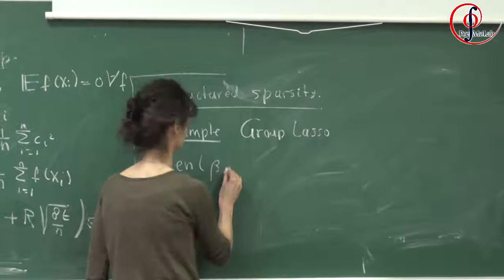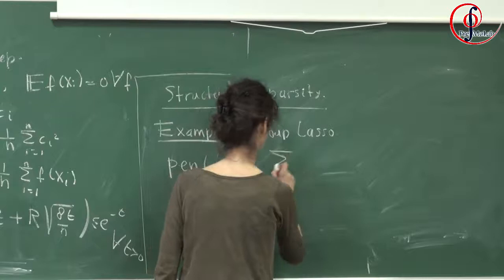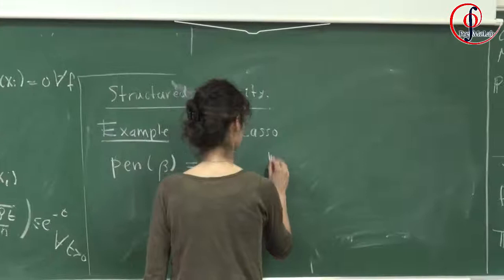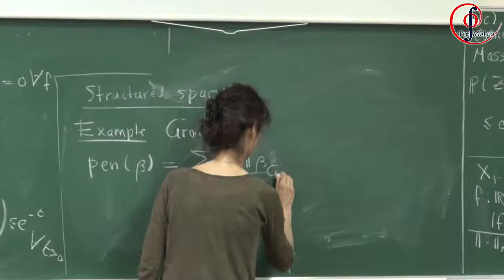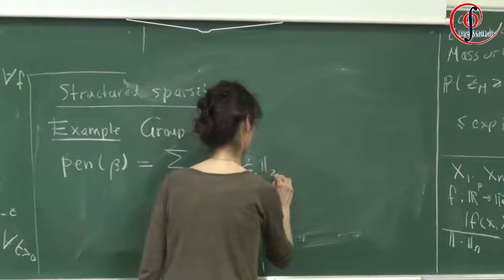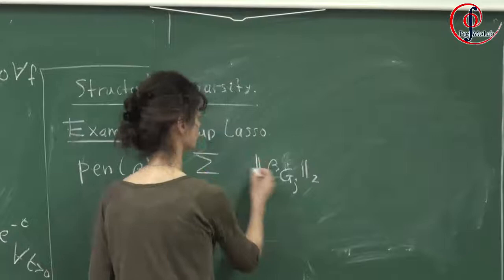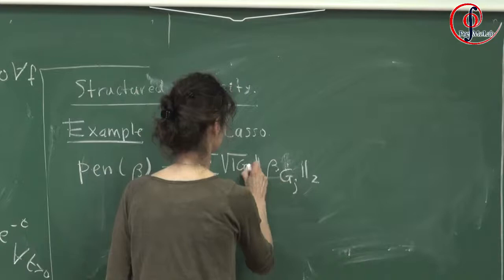Write it for beta, the coefficients. What you do is usually you take some groups, and inside the group you measure the L2 norm of the coefficients, and then you sum over all groups. And usually you also weigh with the group size. And then the number of groups is maybe R.